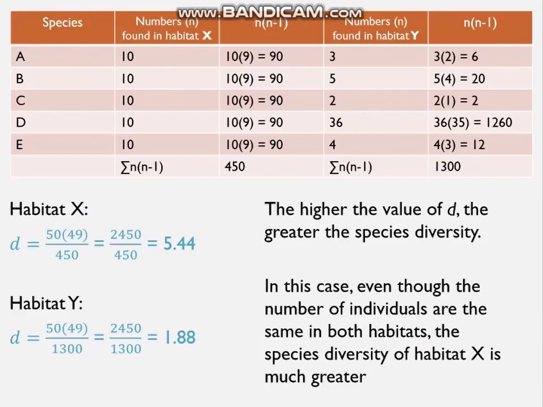Now we can complete the equation for each habitat. For X, we just add our values into the equation. We end up with 5.44 as our index of diversity. For habitat Y, once we've inputted our figures into the equation, we end up with 1.88. The higher the value of D, the greater the species diversity.